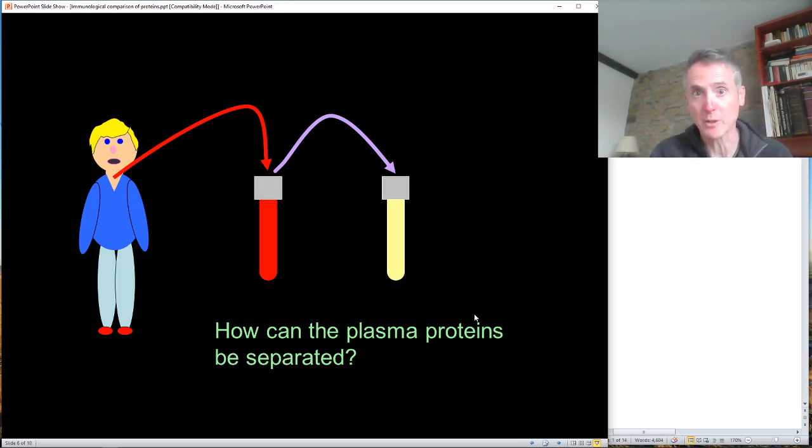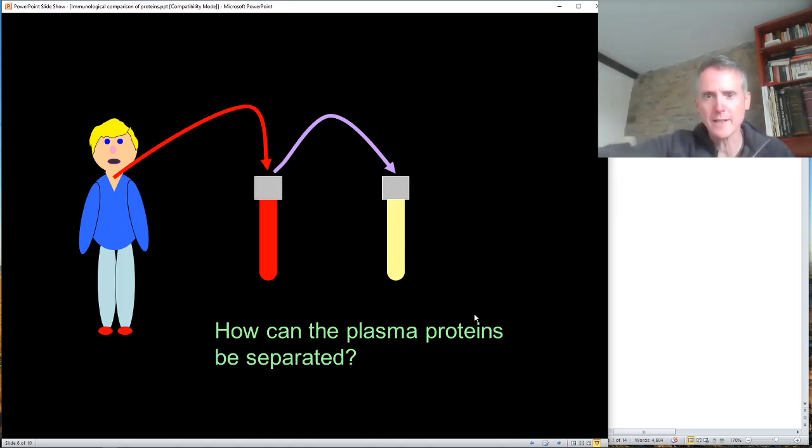Anyway, so we take blood out because that's where the protein is, and then we purify it so I get just the plasma proteins. So how can I get rid of all the red blood cells and white blood cells and platelets quickly? Well, what technique do we know for getting rid of large things out of a liquid sample? Exactly. We spin it in a centrifuge.